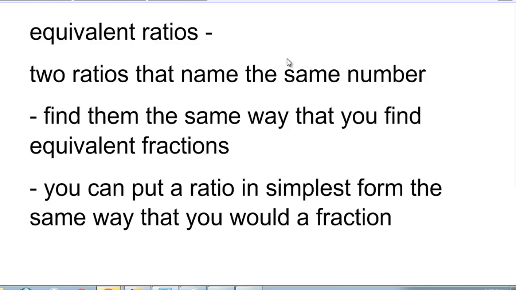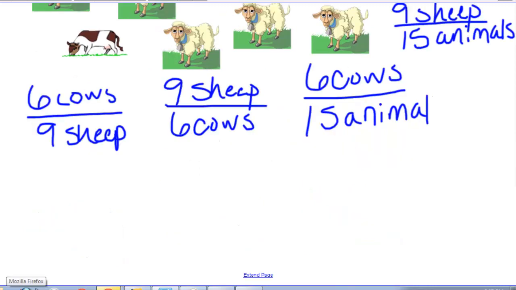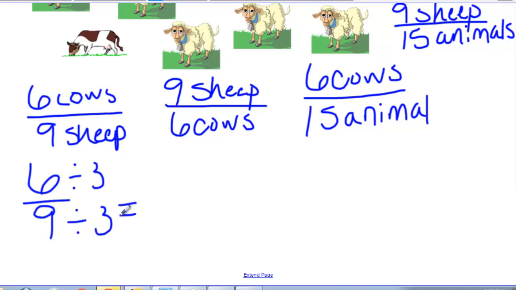You can also put a ratio in simplest form the same way that you can put a fraction in simplest form, by dividing the top number and the bottom number by any common factors that they have. So for example, if I go back to my cows and my sheep, I can see that 6 and 9 both share a factor of 3. If I wrote that ratio as just 6 over 9, I could divide both the top number and the bottom number by 3, and that would give me 2 to 3.